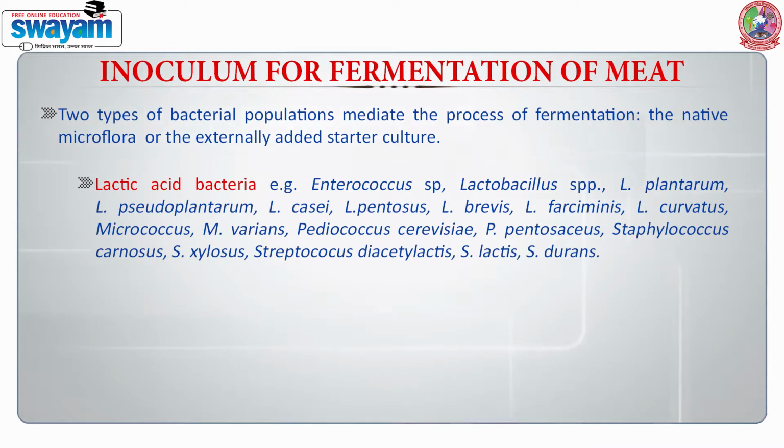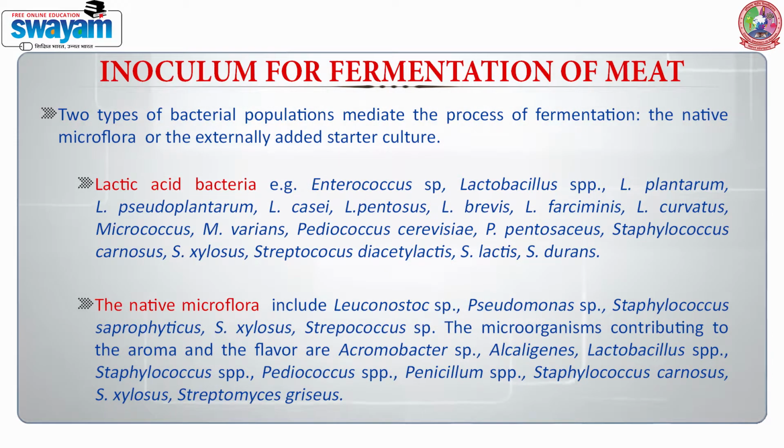The most prevalent native microflora include Leuconostoc species, Pseudomonas species, Staphylococcus saprophyticus, Staphylococcus xylosus, Streptococcus species. These microorganisms contribute to the aroma and the flavor. There are other organisms like Alcaligenes, Lactobacillus, Staphylococcus species, Pediococcus, Penicillium species, Staphylococcus carnosus, and Streptomyces griseus, which are also contributing to the fermentation of the meat products.